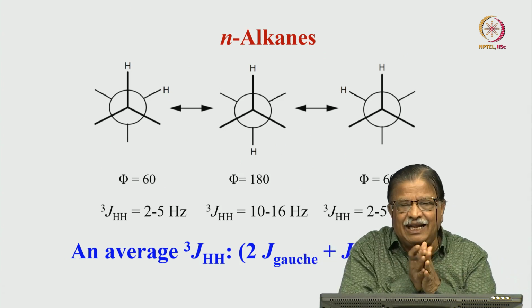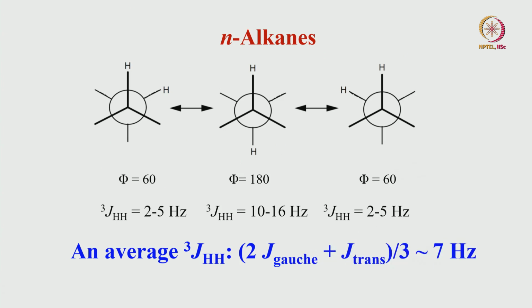But by and large the guideline is such that trans coupling is larger than cis coupling, which is larger than the geminal coupling in ethylenic types of molecules, but you have to carefully see the substituents while arriving at this type of information.